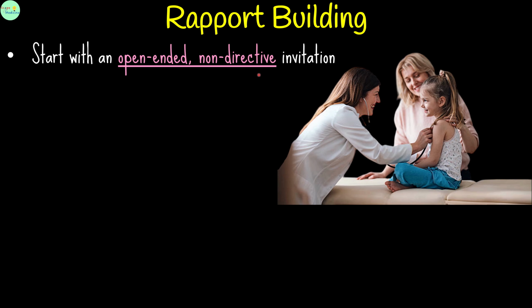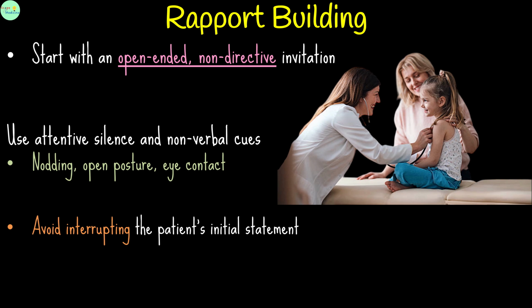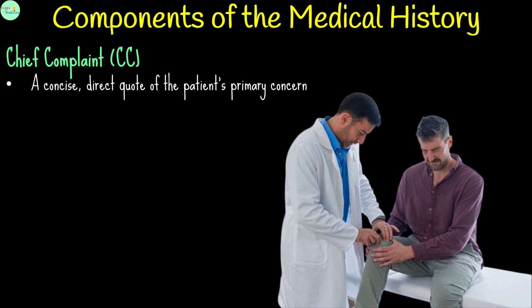As the patient begins to speak, practice attentive silence. Use supportive nonverbal cues like nodding, maintaining an open posture, and appropriate eye contact to encourage their narrative. Crucially, avoid interrupting the patient's initial statement. Allow them the first 60 to 90 seconds, the golden minute, to express their concerns without interruption. The interview follows a core structure, beginning with the chief complaint. This is a concise, direct quote of the patient's primary concern, recorded faithfully in their own words. For example, "I have a crushing chest pain," or "This headache won't go away."